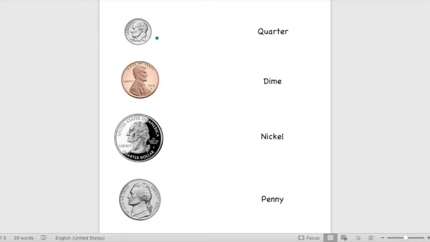It's called a dime. So I'm going to draw a line over to dime. The smallest coin is the dime. What about this coin? This coin is a goldish bronze color. All the other coins are silver, but this one is a different color. What's the name of this coin? Good, it's a penny. So I'm going to draw my line.